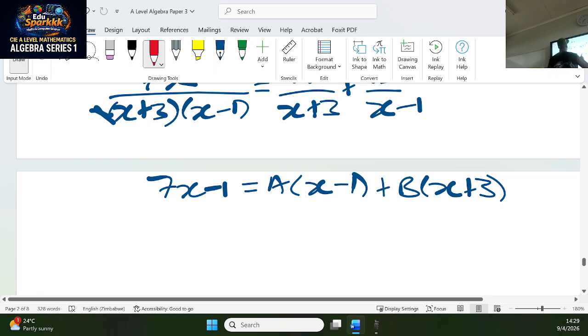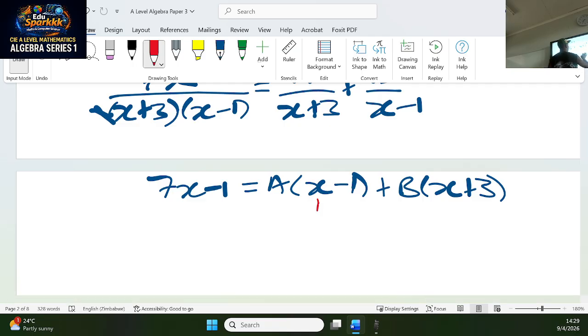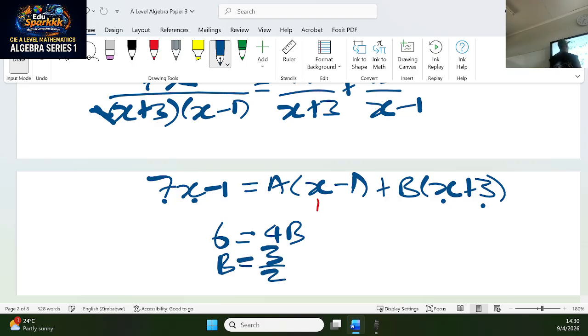Now, to get rid of a, we simply bring in a 0 as a coefficient of a there, then a goes away. So we let x be 1. If x is 1, 7 times 1 is 7, minus 1, so we end up having 6. And there when we add 1, we have 4b. So in essence, our b is equal to 3 over 2.